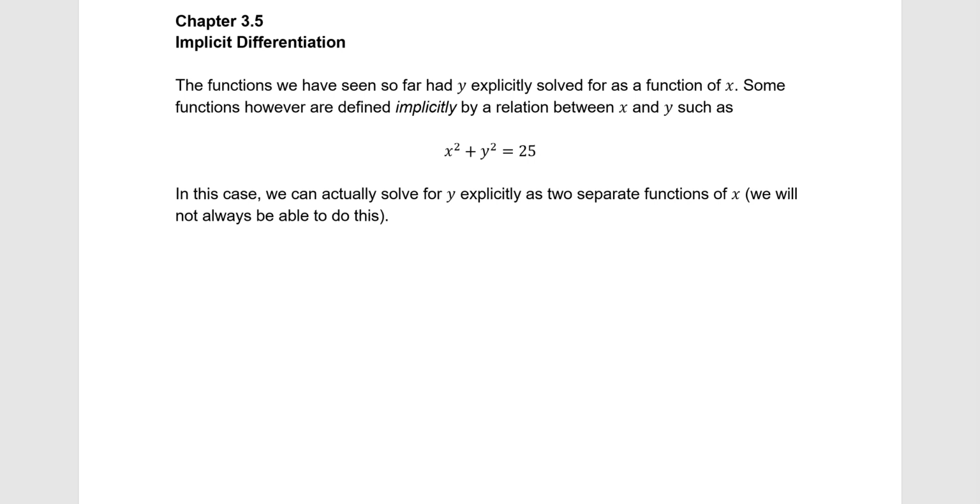So an example of this is like this right here, x squared plus y squared equals 25. That doesn't actually represent a function because that's a circle, and circles are not functions because they fail the vertical line test. But this is a relation, and we could take the derivative of this, but it's going to be using implicit differentiation.